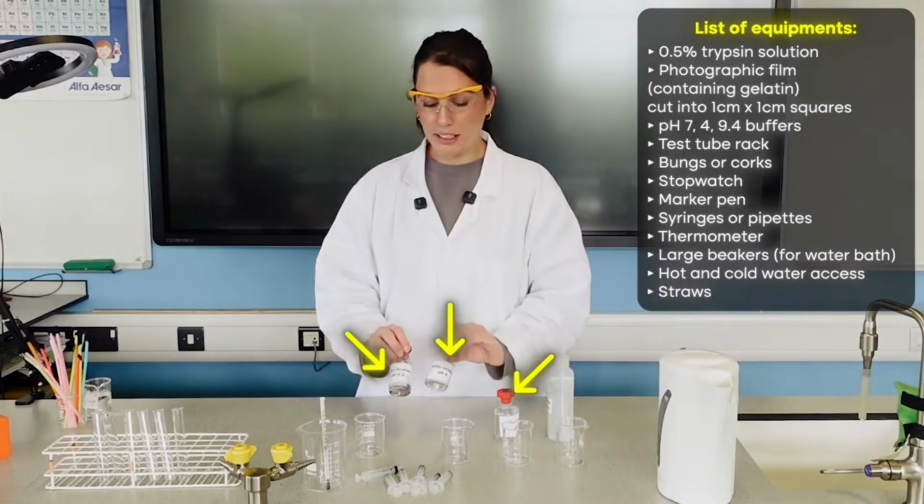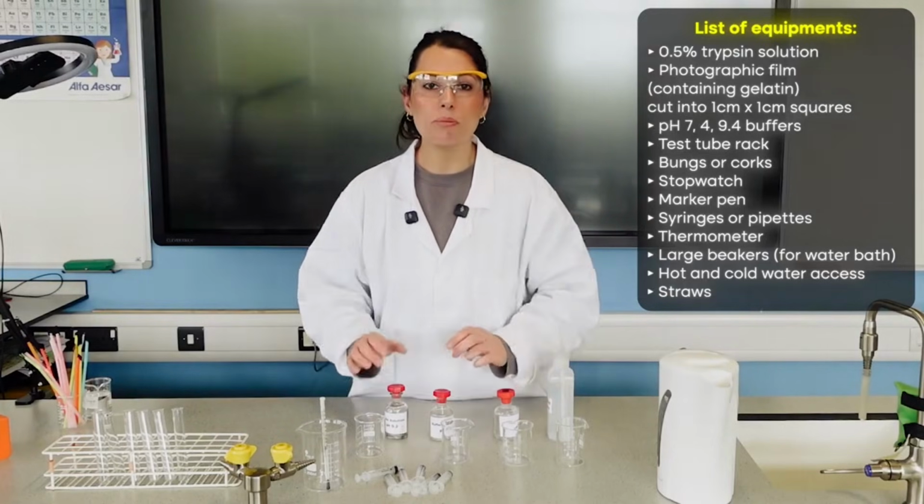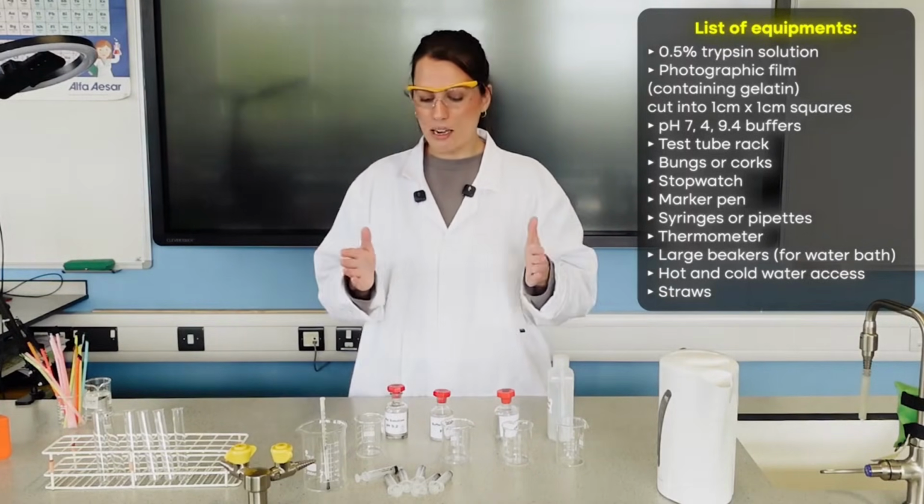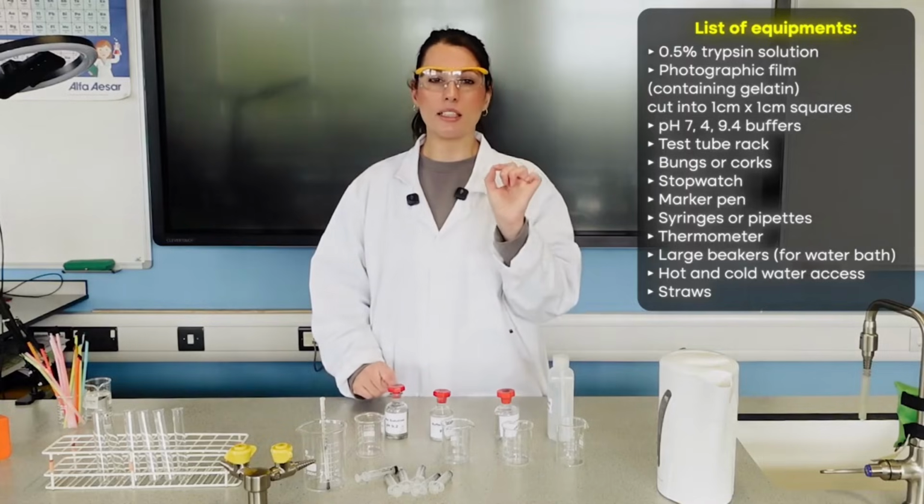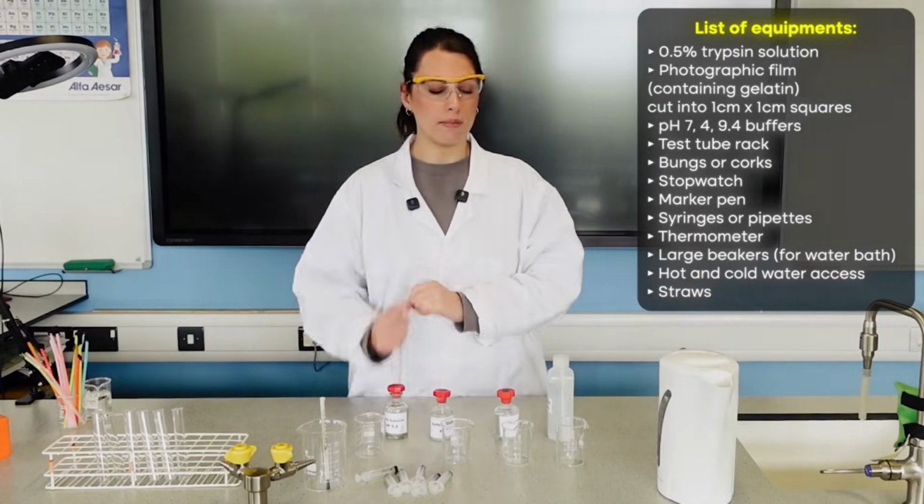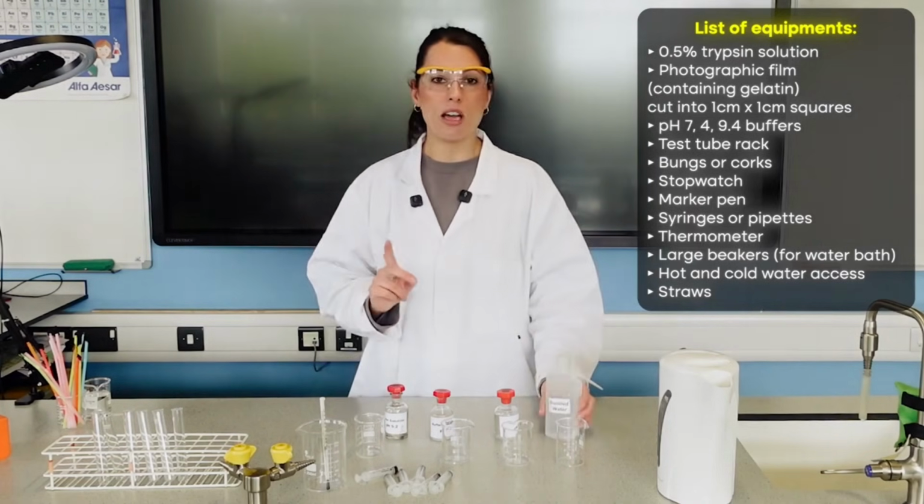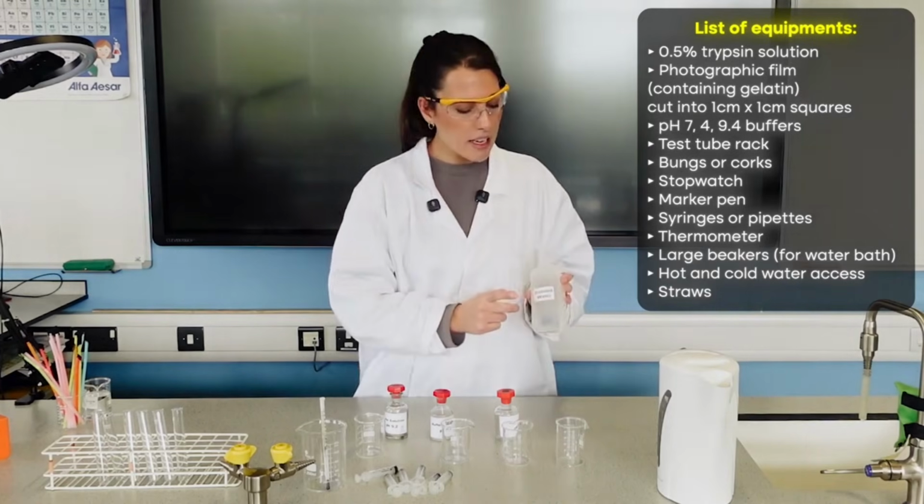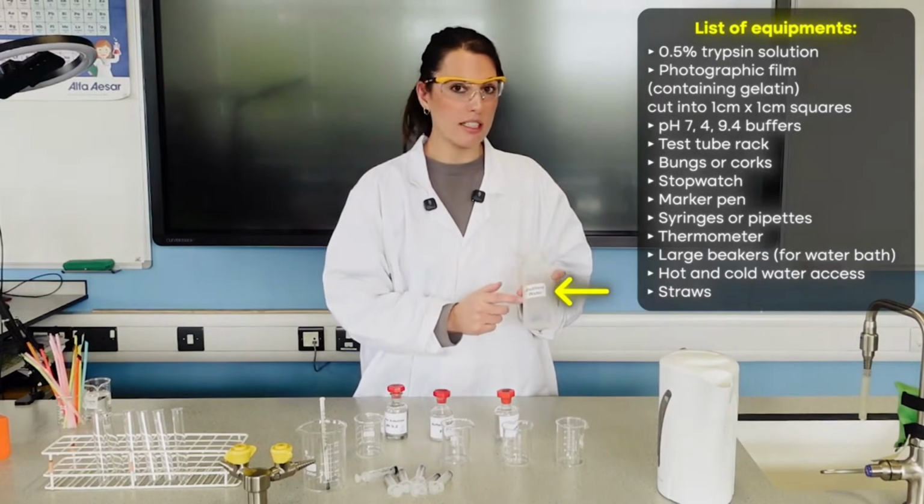I've got 3 pHs that I'm going to be testing today, but if you've got access to more, then you can have a wider range. And in particular, if you've got smaller intervals, that's going to give you more accurate results as well. I don't actually have the boiled enzyme, which you can use as a control. Instead, as a control experiment, we're going to be using distilled water.